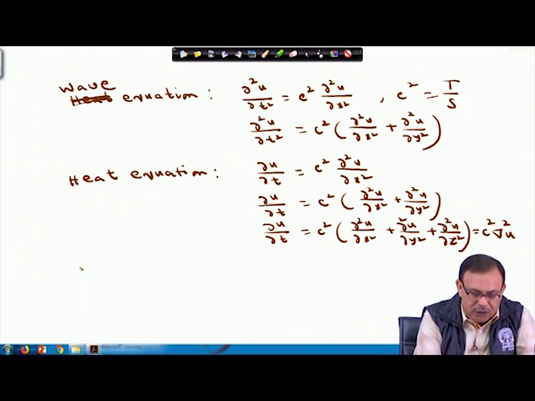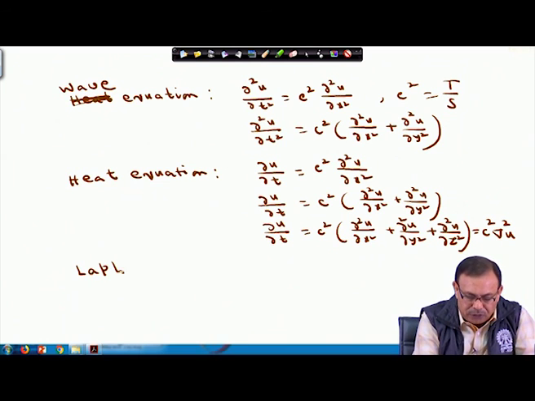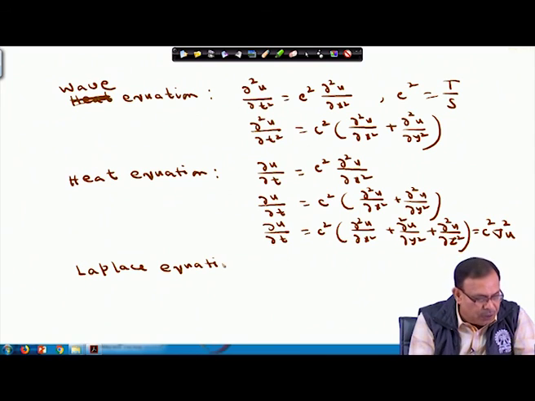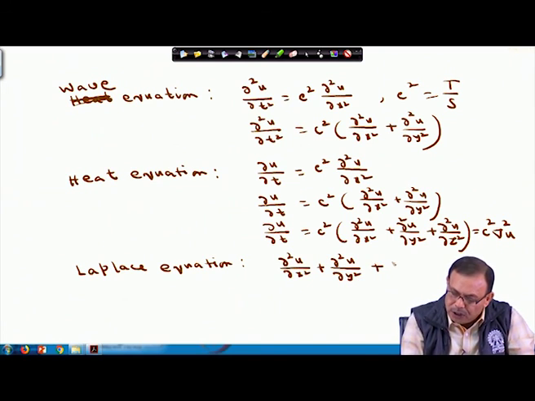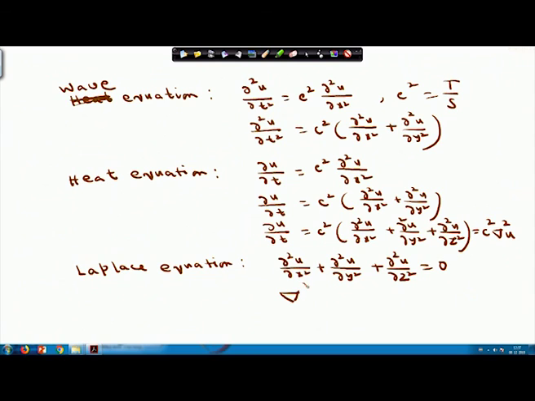And the last one is Laplace equation. As I told you, the temperature is in steady state, that is u(x, t) does not vary with time, then we can write it as ∂²u/∂x² + ∂²u/∂y² + ∂²u/∂z² = 0, which you can write as ∇²u = 0.